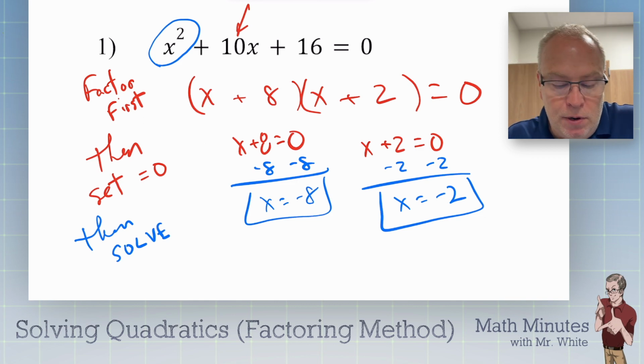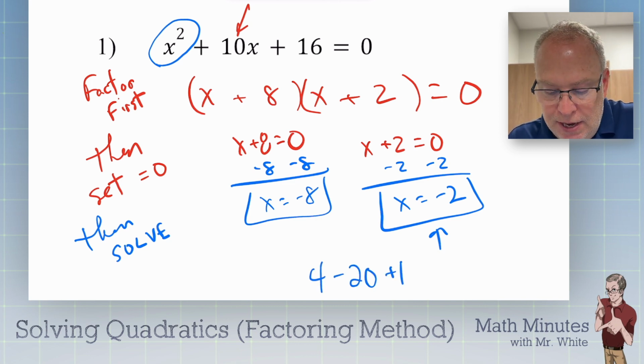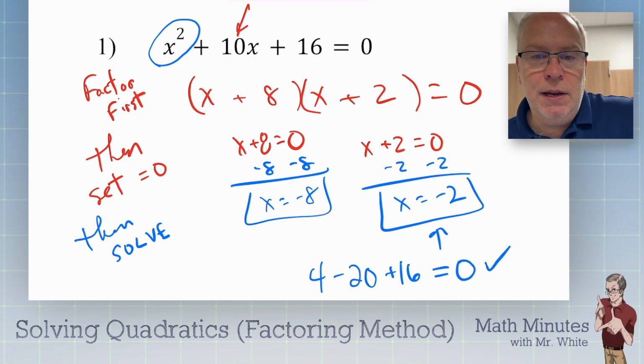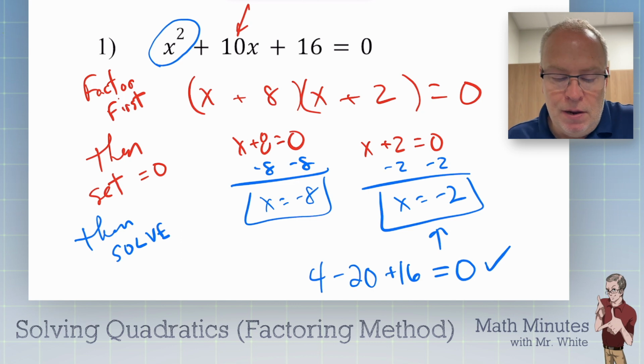All right. For example, if you plug negative 2 in, you would get negative 2 squared is 4 minus 20 plus 16. Does that equal 0? Why, yes it does. See how it works if you plug it in. You could do the same thing with negative 8 and it will also work.